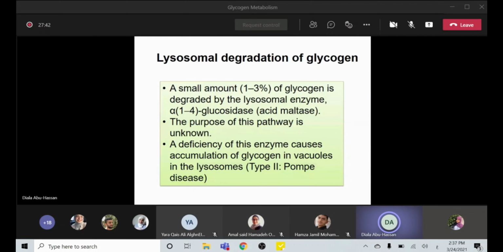This enzyme is associated with a disease that we'll discuss, inshallah, later on. If the enzyme alpha-1,4-glucosidase is deficient due to genetic mutation, this would result in the accumulation of glycogen inside the lysosome, forming vacuoles inside the lysosomal structure that we can see under the microscope, and this results in a disease called type 2 Pompe disease.